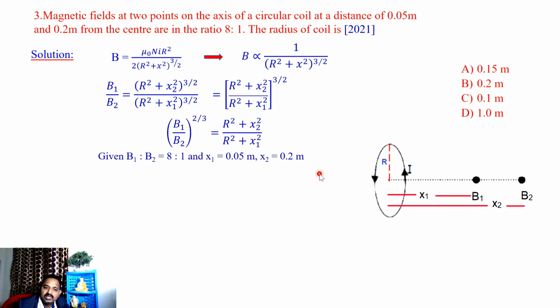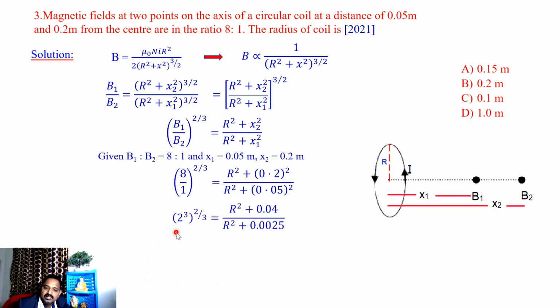Then what will I get? Look here, my dear student. I will get (8 by 1) whole power 2 by 3 is equal to (r square plus 0.2 whole square) by (r square plus 0.05 whole square). Then my dear student, if I simplify, I will get 8, I wrote 2 cube. So (2 cube) whole power 2 by 3 is equal to (r square plus 0.2 whole square, which means 0.04) by (r square plus 0.05 whole square, which means 0.0025), my dear student.